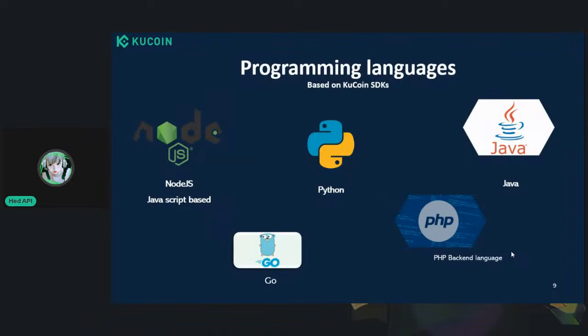There are plenty of programming languages that support the WebSocket protocol, but I guess the most famous ones are Python, Node.js, PHP, Java, and Go. All of them are also supported by the KuCoin SDKs. We have provided special SDKs for all of them, and especially for Python, which is always getting updated.